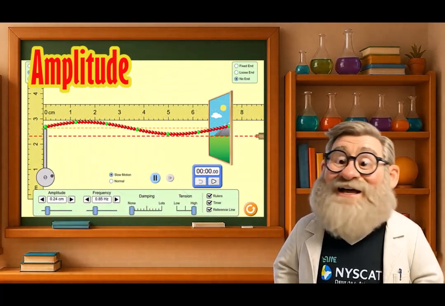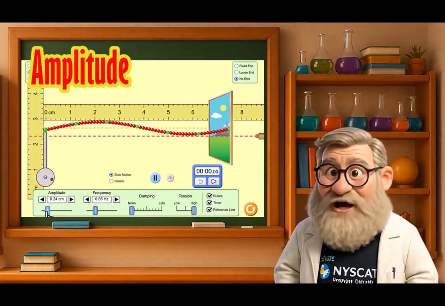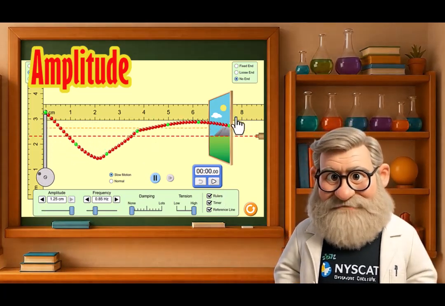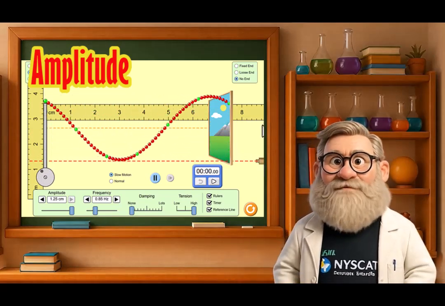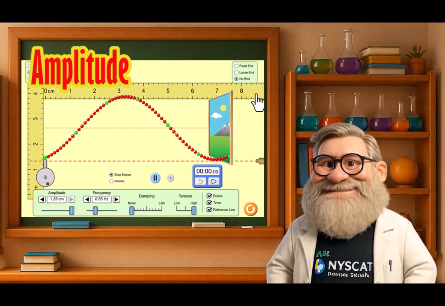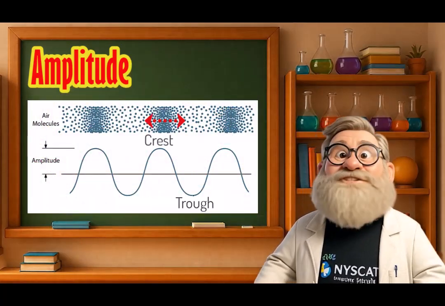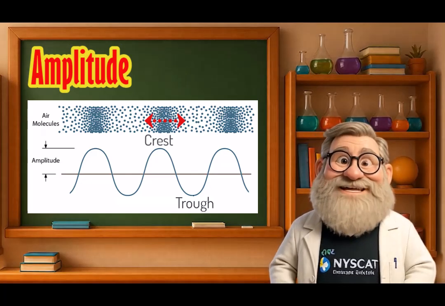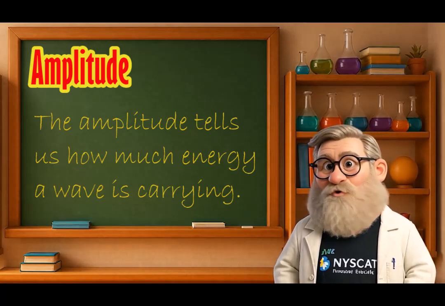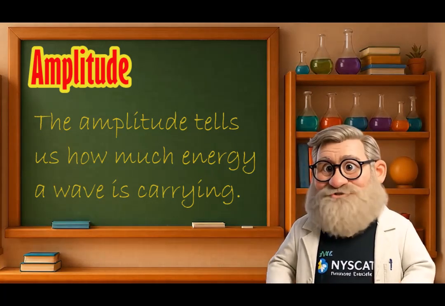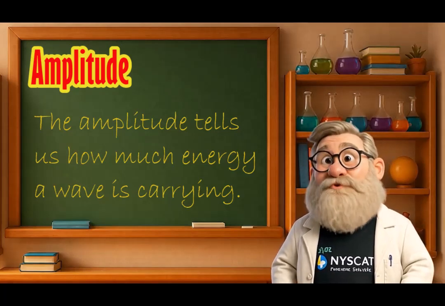For example, a loud sound wave has a larger amplitude than a quiet one because it's pushing air particles farther from the resting position. A bright light wave has a greater amplitude than a dim one because it delivers more energy to your eyes. In a longitudinal wave, like a sound wave, amplitude refers to how tightly the particles are compressed in a compression zone. So whether it's sound, light, or water, amplitude helps us measure the wave's intensity. That is, how strong or powerful it is.